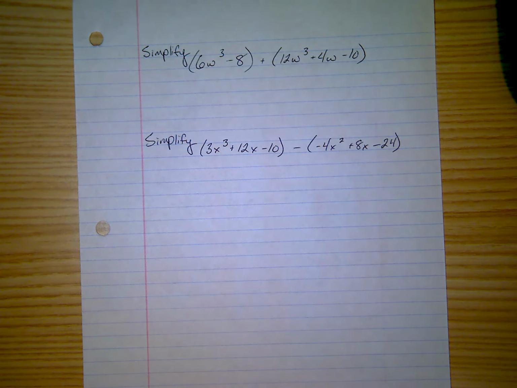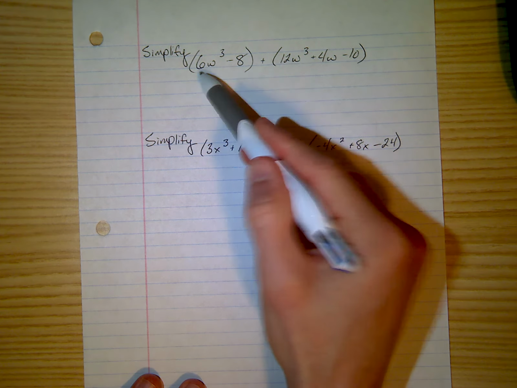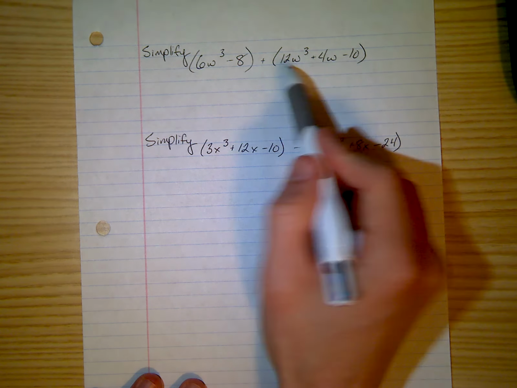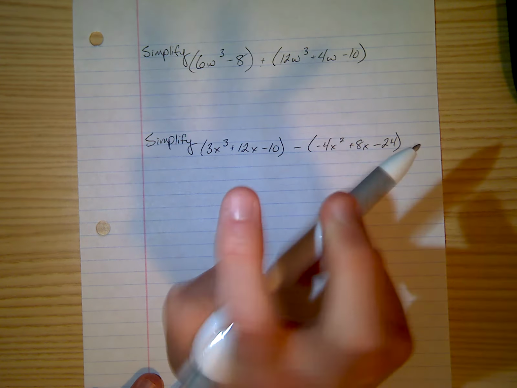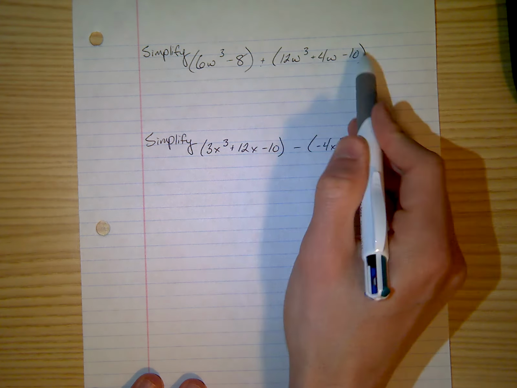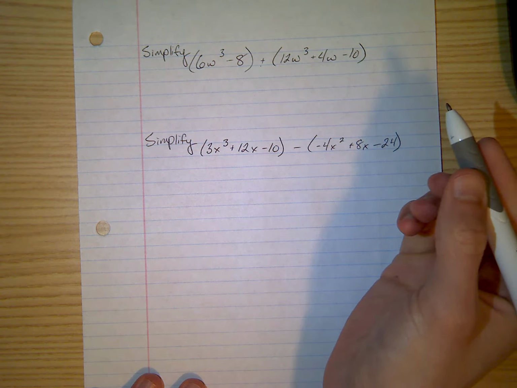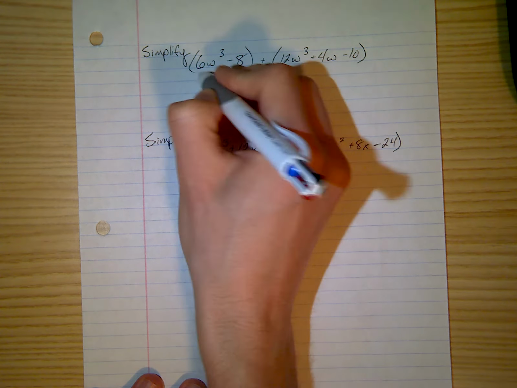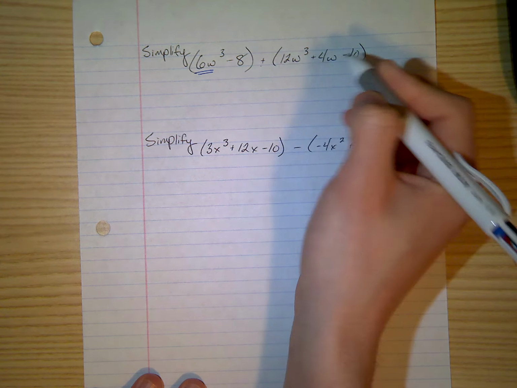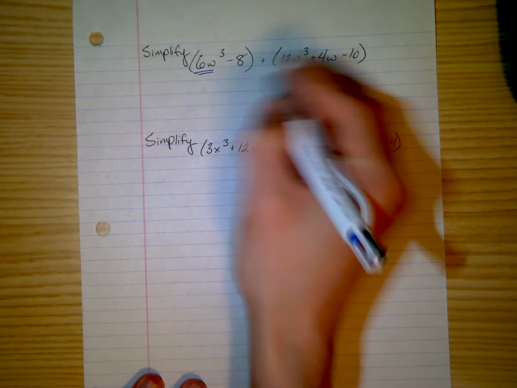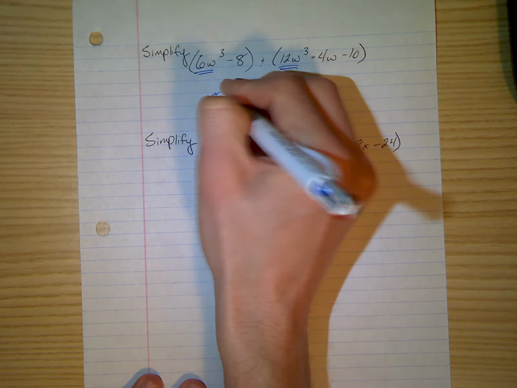It's not going to be any different if we have parentheses around our terms. When we are adding this polynomial to this polynomial, you just keep the signs the same. If you were to distribute this sign to all of them, you would keep all of the signs the same. So in this example, you don't have to do anything special. You just have your 6w to the third. That's going to combine with your 12w to the third. So together that makes 18w to the third.